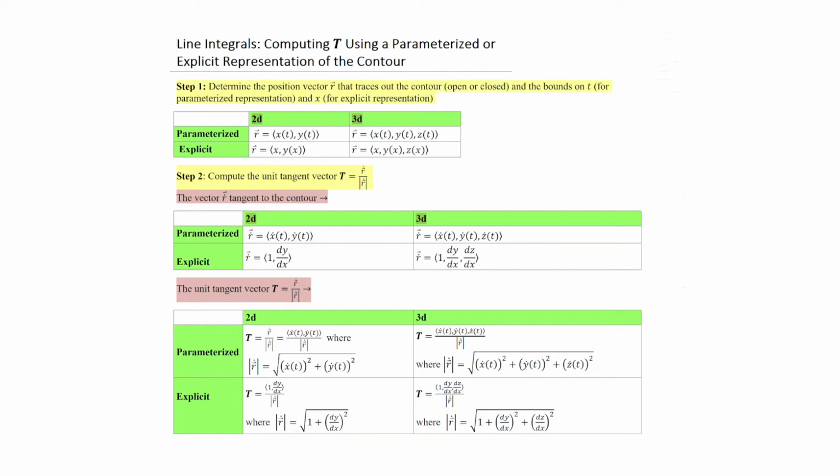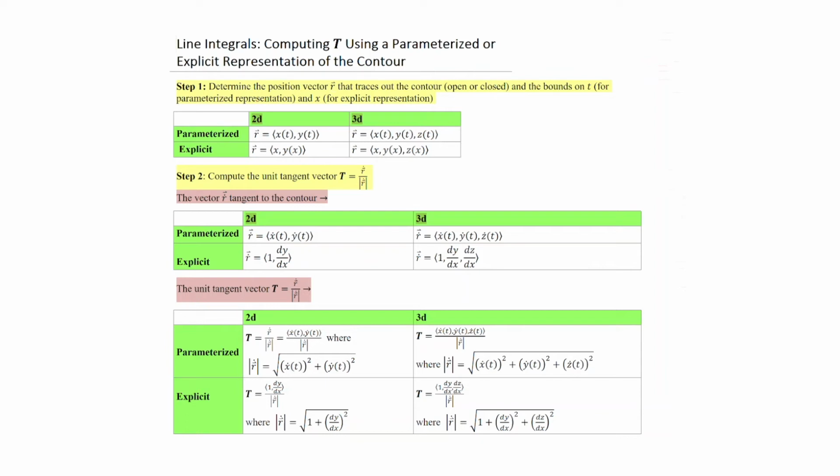So parametrized for 2D would be just some position vector that has an x and a y component as a function of some variable t. In 3D, it would involve also a z component. And so any line can be represented by a single parameterization variable. If it's explicit, it means that we can relate the contour in the xy plane in terms of y as a function of x. So now everything's in terms of x. So in this case, basically for 2D, it's x and y of x. And in 3D, it'll be x, y of x, and z of x.